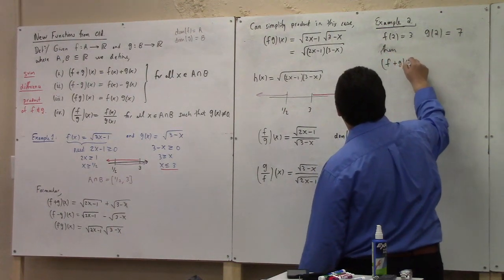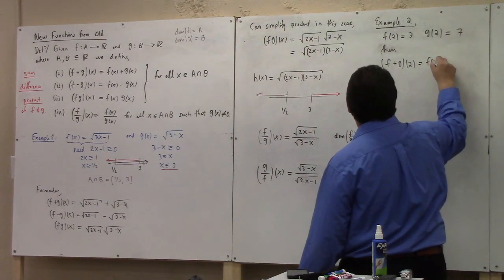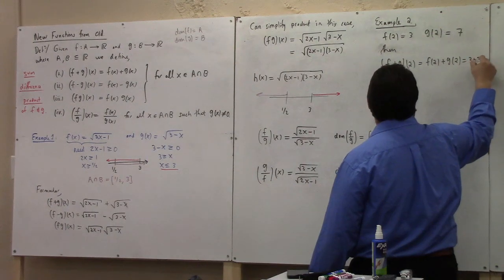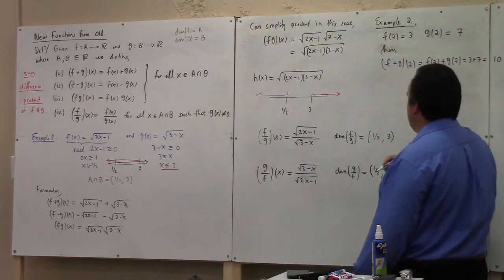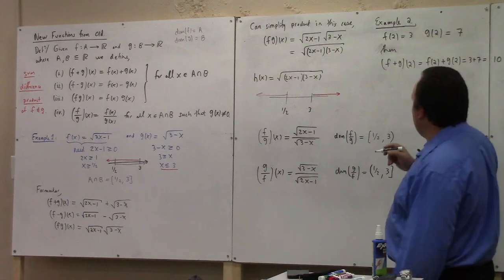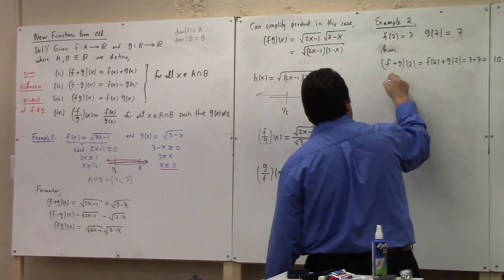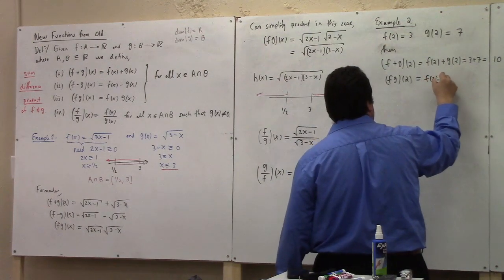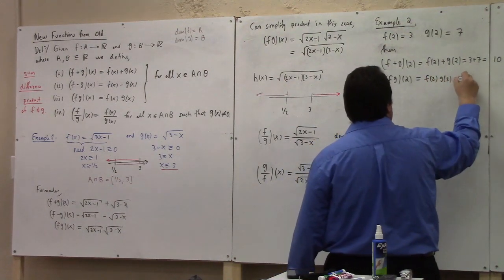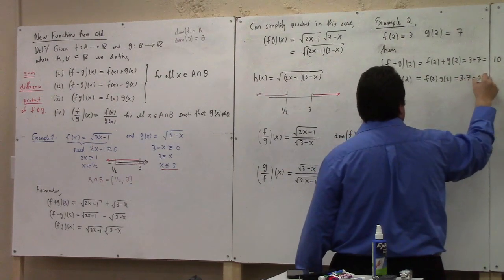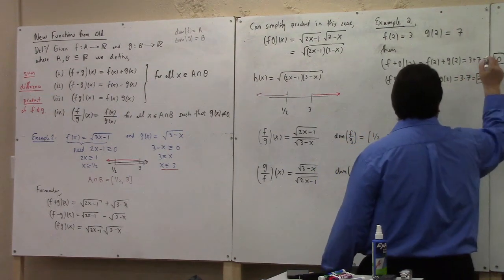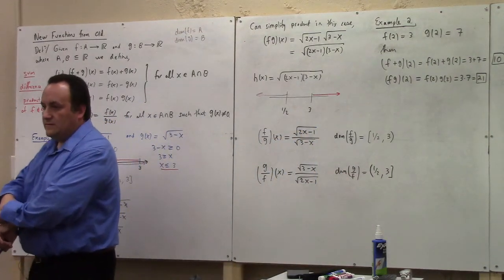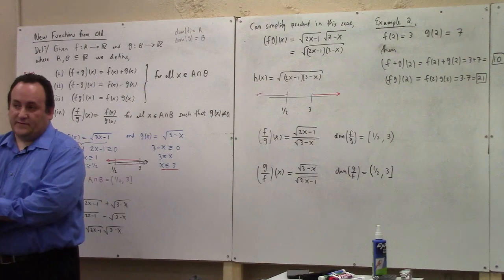F plus g of 2 is what? F of 2 plus g of 2, which is 3 plus 7, right? So you get 10. Or you can calculate f times g of 2. What would that give you? F of 2 times g of 2, which would be 3 times 7, which would be 21. So notice that you can calculate the value of the sum of 2 functions or the product of 2 functions at a point, even if you don't have formulas for them, right?